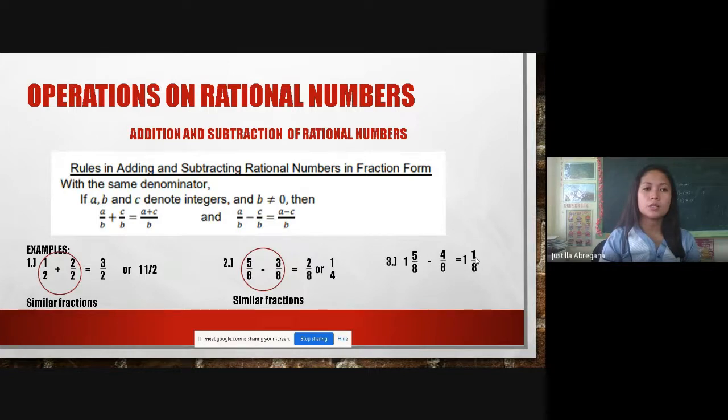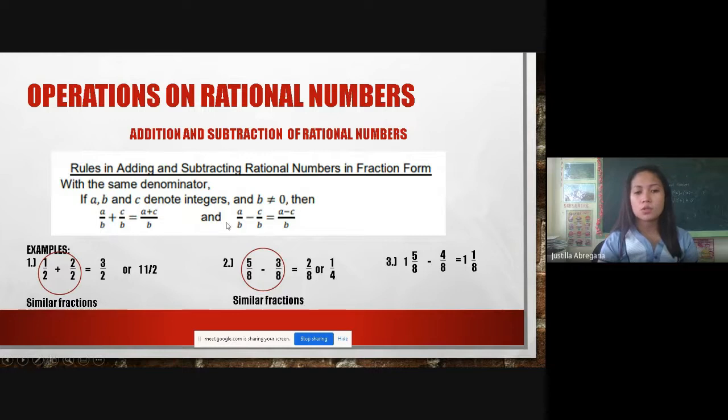Let's proceed now to the operations on rational numbers. So we have here addition and subtraction of rational numbers. Here are the rules in adding and subtracting rational numbers in fraction form with the same denominator. If A, B, and C denote integers and B is not equal to 0, then A over B plus C over B is equal to A plus C over B. So we just add the numerators A plus C and copy the denominator.